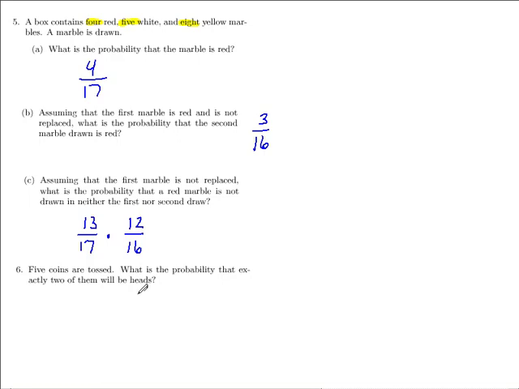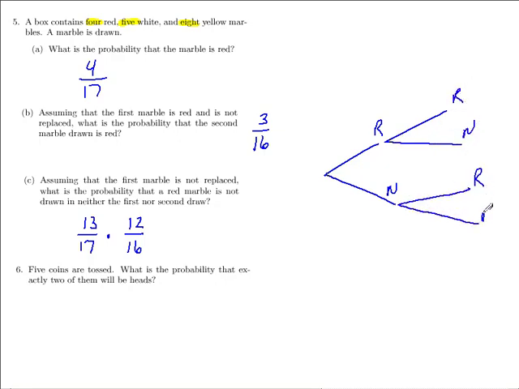So in essence, what we've done is a tree for part C. We have a tree, we're talking about red and not red. And we're looking for this branch. And we're computing this branch here. You could have done red, white, and yellow, all 3 different branches. You'd find all the branches that don't have any red on them.